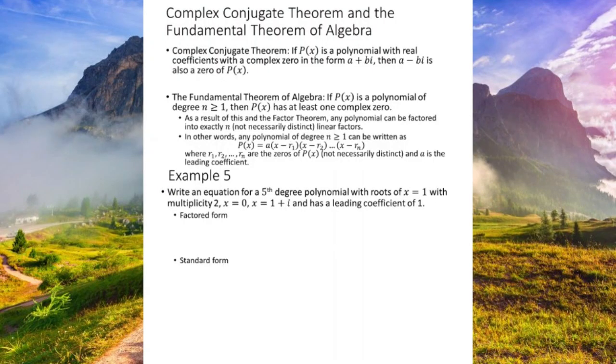Now, something we may have noticed in our past few examples is that every time we got imaginary zeros, they always came in pairs. Turns out this was not a coincidence. Our next theorem that we're going to take a look at tells us that this is true in general, and this is referred to as the complex conjugate theorem. If p of x is a polynomial with real coefficients with a complex zero of the form a plus bi, then a minus bi is also a zero of our polynomial p of x. So this theorem tells us that complex zeros always come in pairs, and those pairs are going to be conjugates of each other.